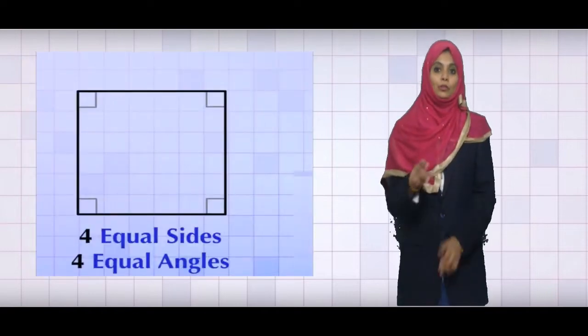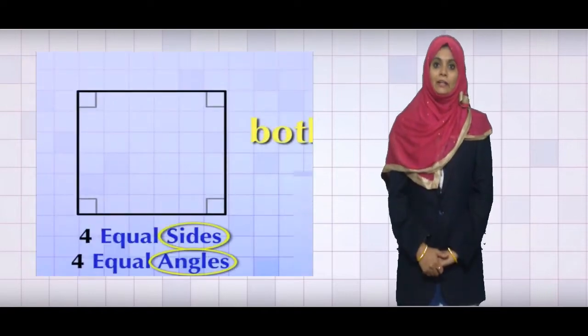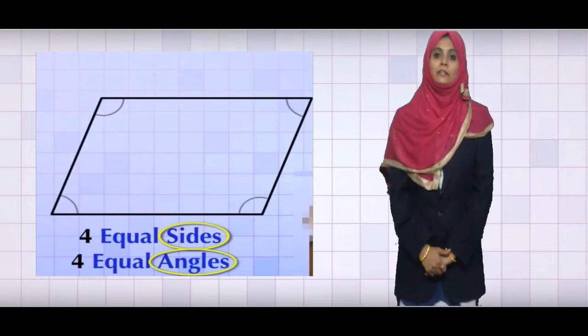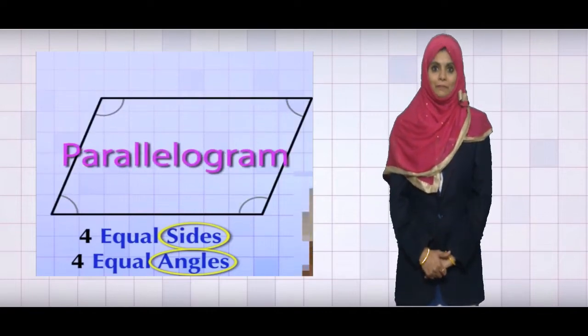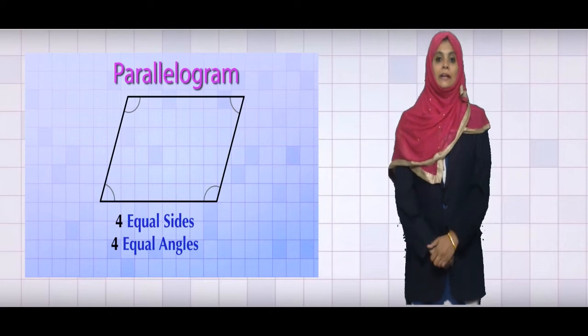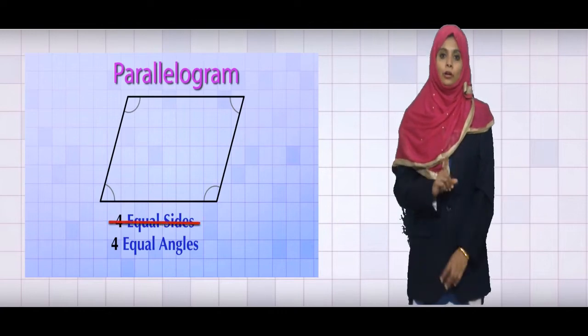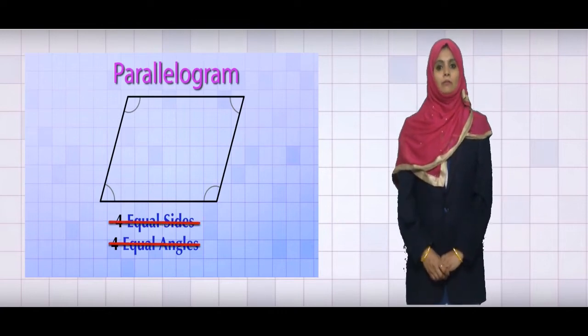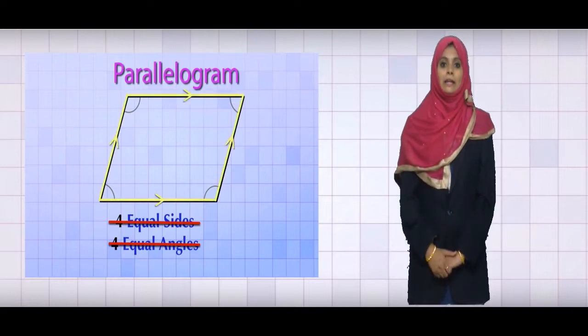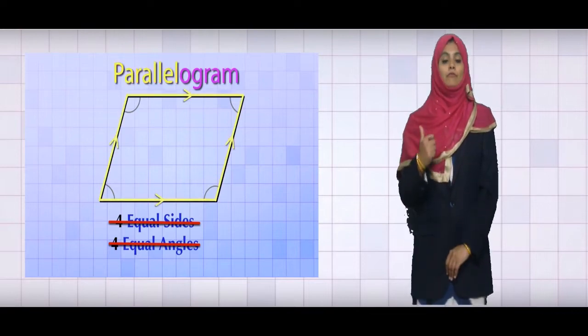Now we'll change both the sides and angles of a square like this, and we call it a parallelogram. In a parallelogram, sides as well as angles are not all equal, but still it is made up of 2 pairs of parallel sides. So, parallel from parallelogram. Now we can say that a parallelogram is a quadrilateral made up of 2 pairs of parallel sides.